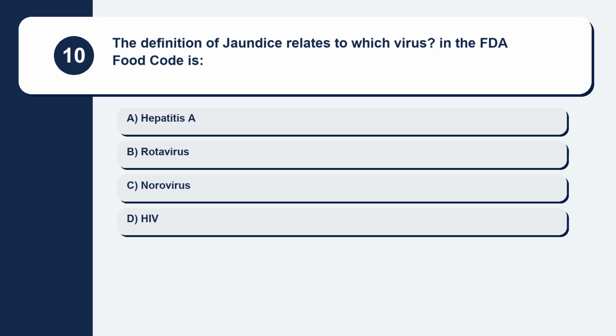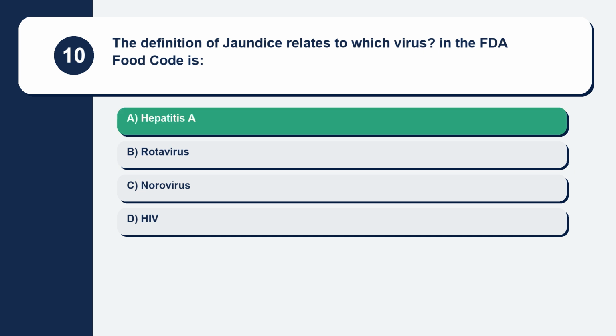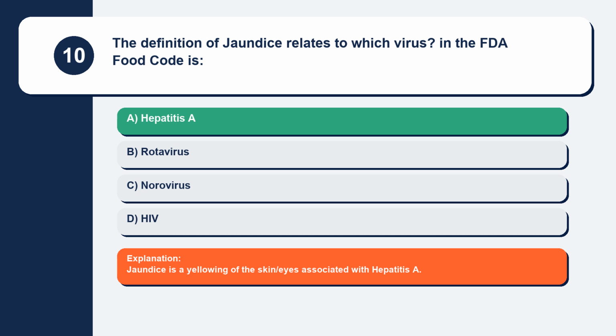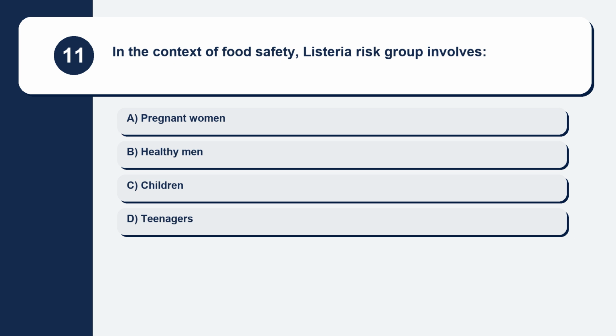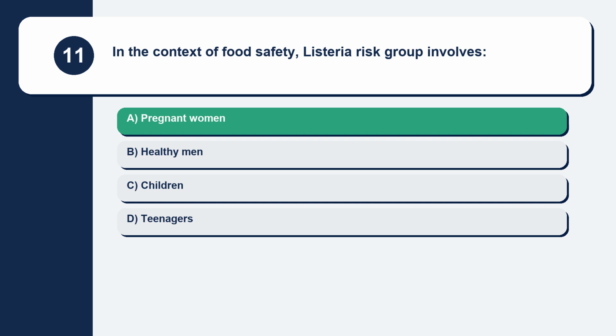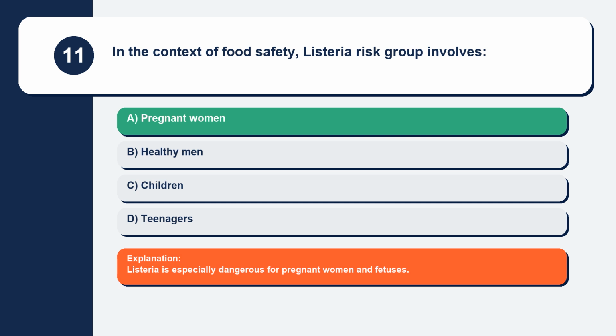Question 10. Jaundice, as defined in the FDA Food Code, relates to which virus? Hepatitis A, rotavirus, norovirus, HIV. Jaundice is a yellowing of the skin/eyes associated with hepatitis A. Question 11. In the context of food safety, listeria risk group involves: pregnant women, healthy men, children, teenagers. Listeria is especially dangerous for pregnant women and fetuses.